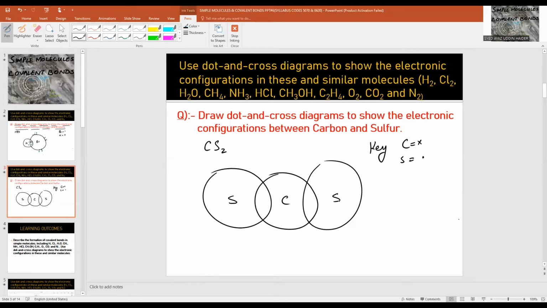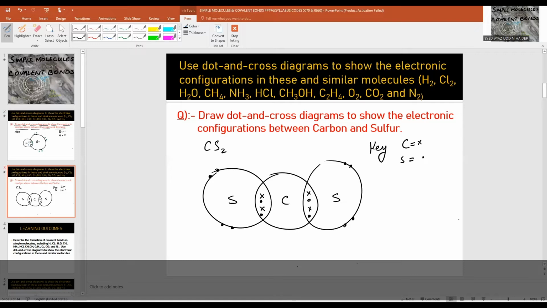Now let's show the valence electrons of carbon. There are 4 electrons in carbon as it belongs to group 4: 1, 2, 3, 4. Now start placing the electrons of sulfur. It belongs to group 6, so there should be 6 valence electrons: 1, 2, 3, 4, 5, 6. For the next sulfur, it will be 1, 2, 3, 4, 5, 6.